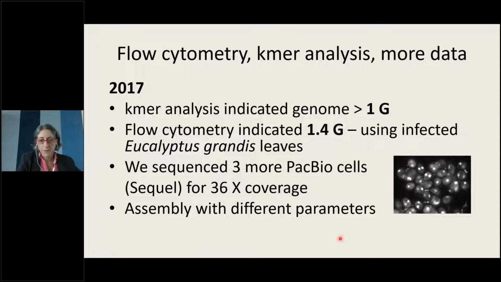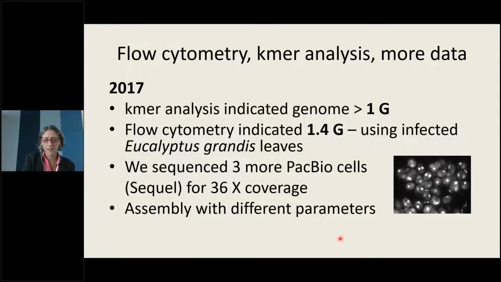I had just finished my PhD, where I was looking at RNA sequencing in resistant versus susceptible plants in response to Myrtle Rust, and then Robert suggested maybe I could try and find out what the genome size is using some flow cytometry and k-mer analysis. And so that's what I did. I did a k-mer analysis using the short reads that were available, and it seemed to come out at around 1 gigabase, which I thought, well, maybe I'm doing something wrong here. And then I did the flow cytometry using infected eucalyptus leaves, and that came out at 1.4 gig.